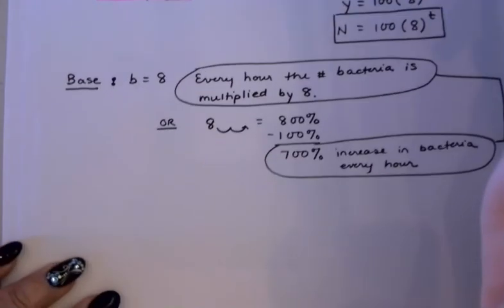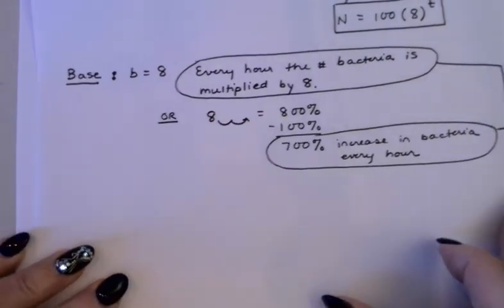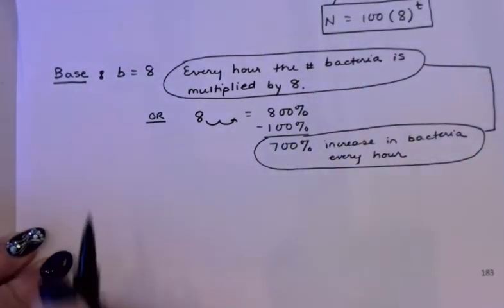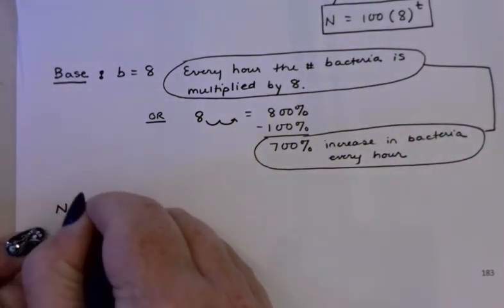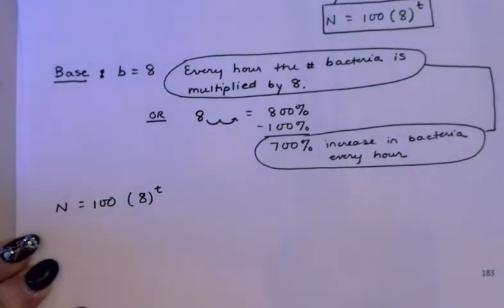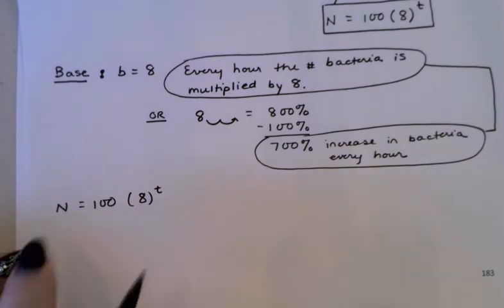This is the question that we would not have been able to answer with what we knew the last time we did exponential modeling. So thinking about my equation, n equals 100 times 8 to the t, I'd like to know how long it's going to take for there to be 1 million bacteria. So my n is 1 million.